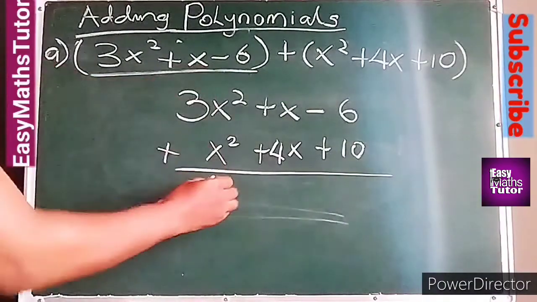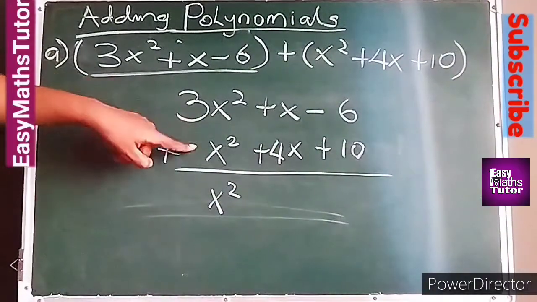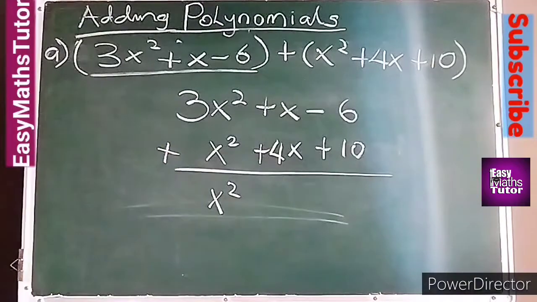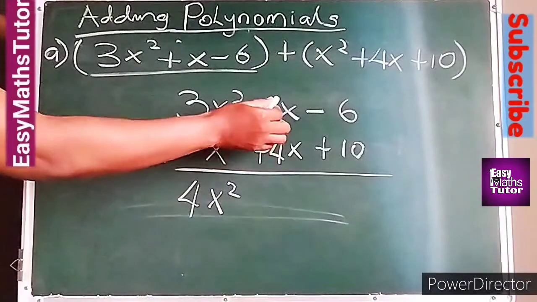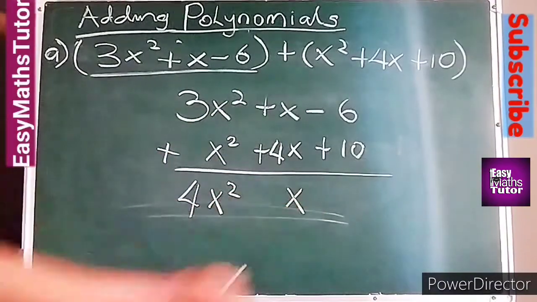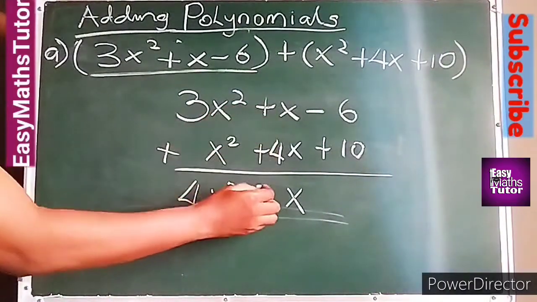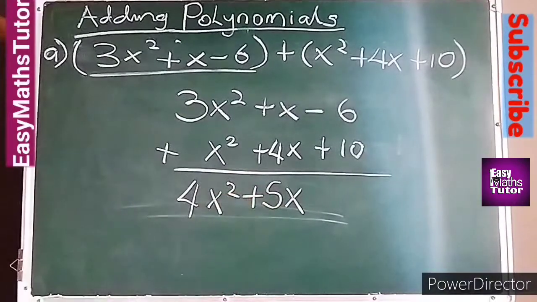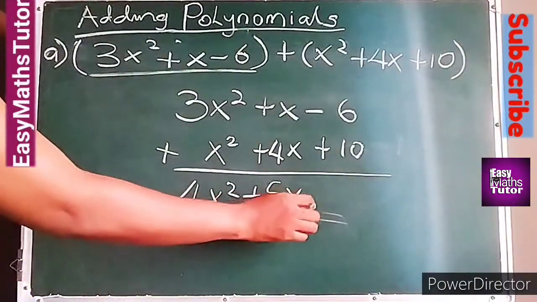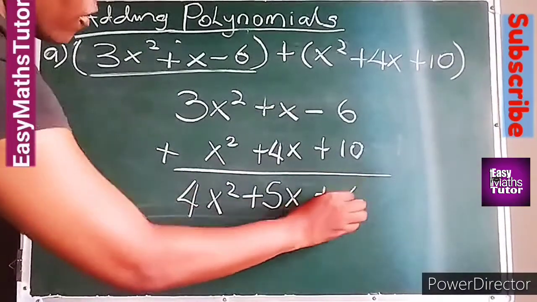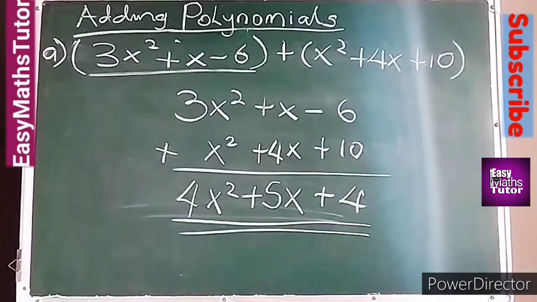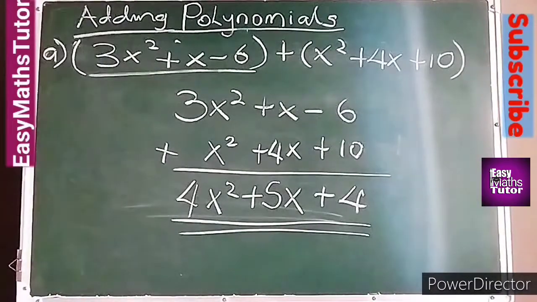First of all, we'll write x squared down, and then we'll add 3 plus 1. We know there's an imaginary 1 in front of every empty variable, so 3 plus 1 gives us 4. Then we write x here, and we add 4 plus 1, which will give us 5. It is positive, so we'll put our plus sign. And then here, there is no variable, right? Or it is a variable raised to power 0. That's a 0 degree. So we say 10 minus 6 will give us what? 4. And 4 is positive. So that's our answer, and that's how to add up polynomials vertically.